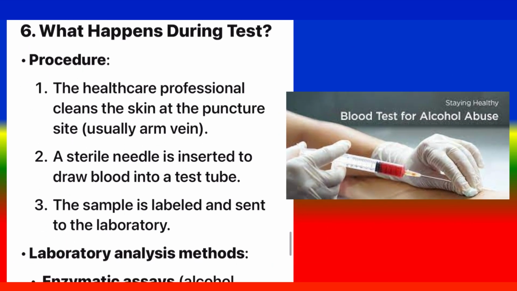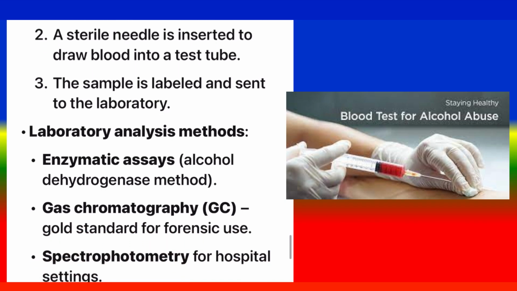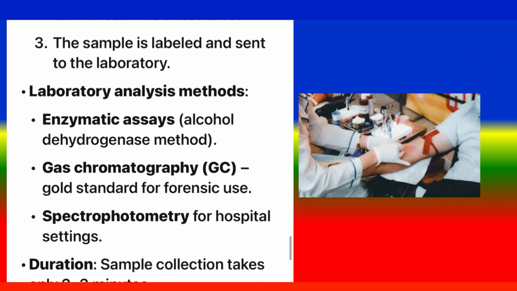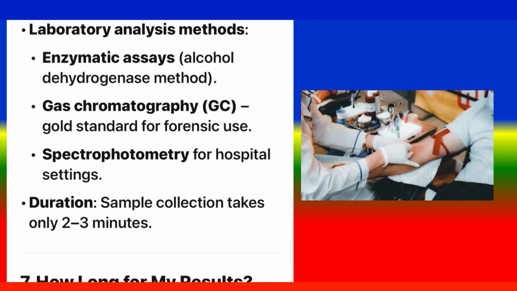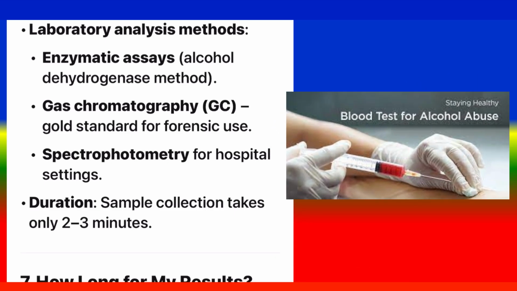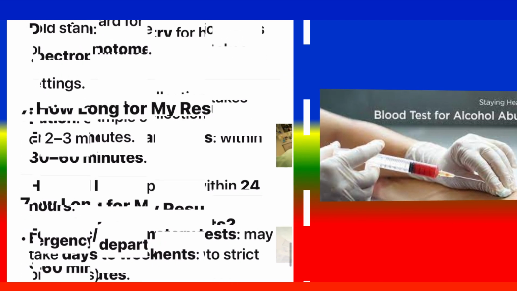6. What happens during the test? Procedure. 1. The healthcare professional cleans the skin at the puncture site, usually an arm vein. 2. A sterile needle is inserted to draw blood into a test tube. 3. The sample is labeled and sent to the laboratory. Laboratory analysis methods: enzymatic assays, alcohol dehydrogenase method, gas chromatography, GC, the gold standard for forensic use, and spectrophotometry for hospital settings. Duration: sample collection takes only 2 to 3 minutes.